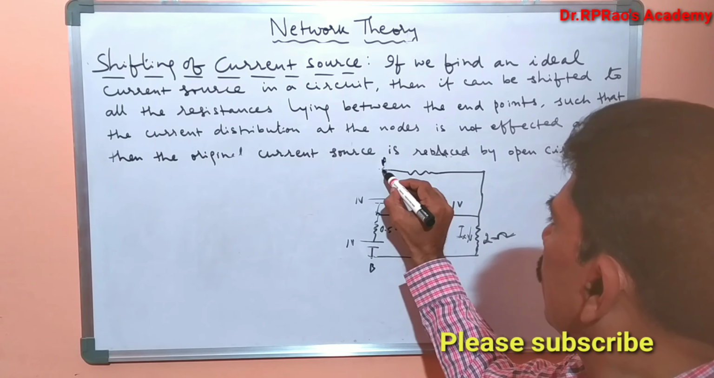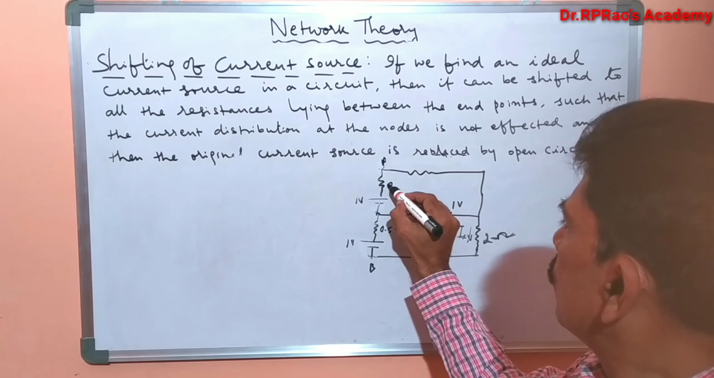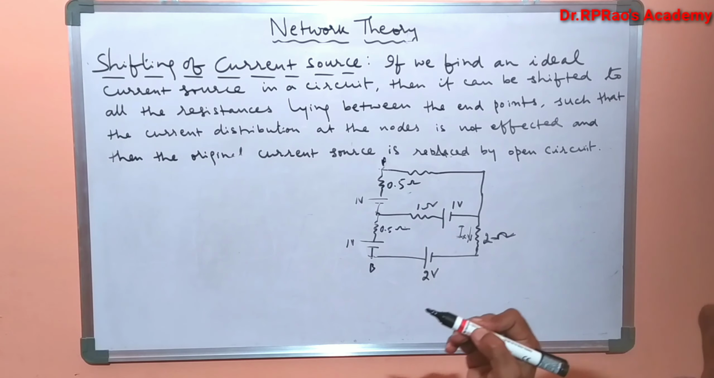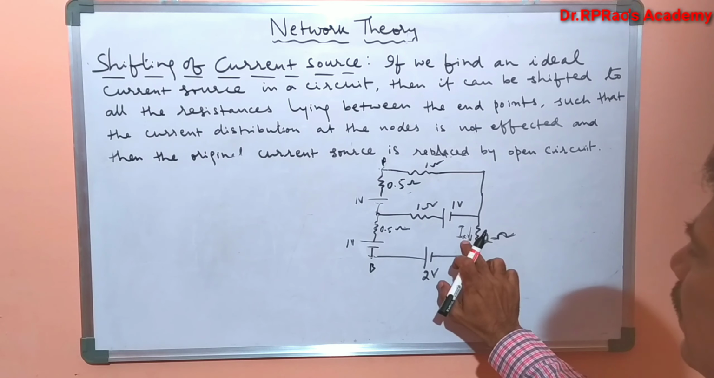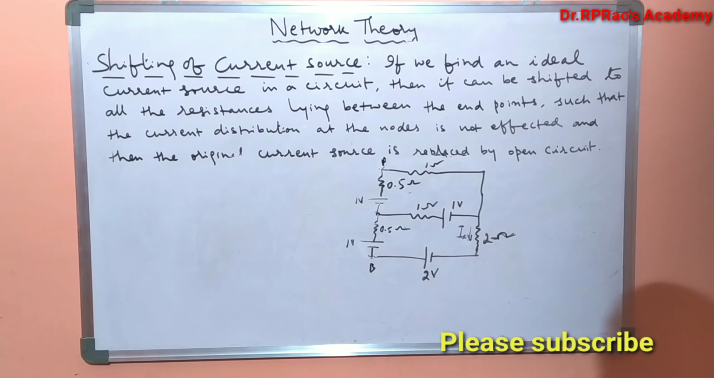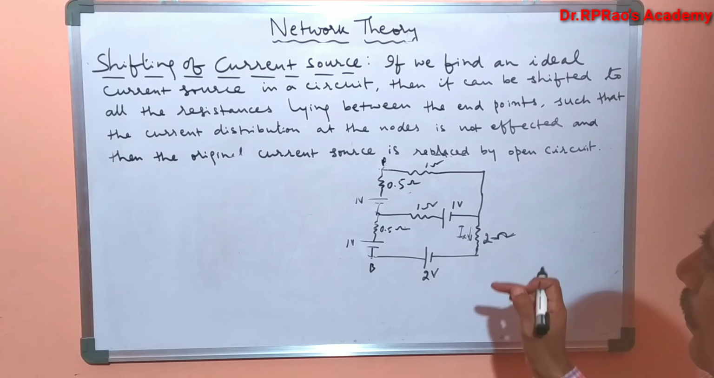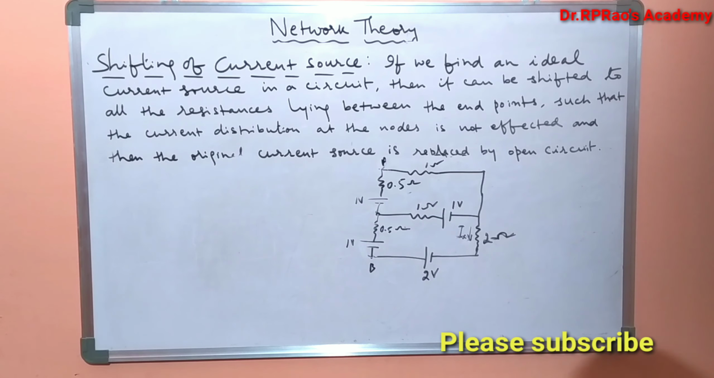One volt, and the internal resistance is 0.5 ohms. This 1 ohm, 1 ohm, 1 ohm, 2 ohms, and we need to find out the current Ix. Now, in these two loops, let us apply Kirchhoff voltage law.